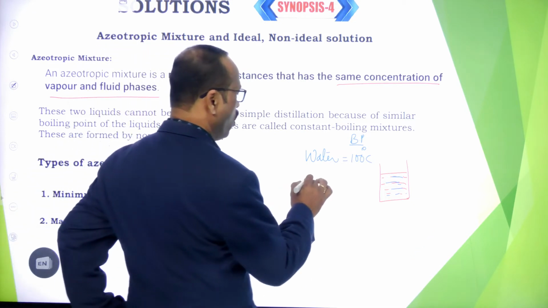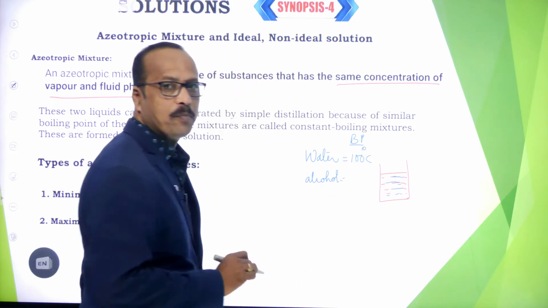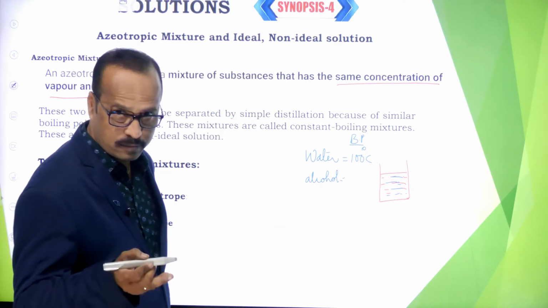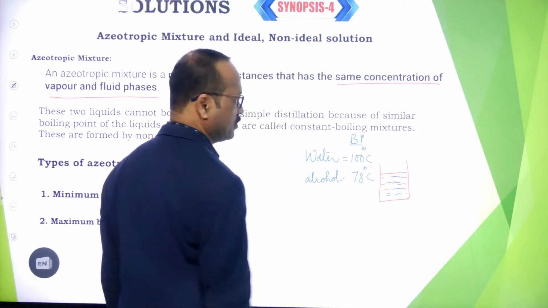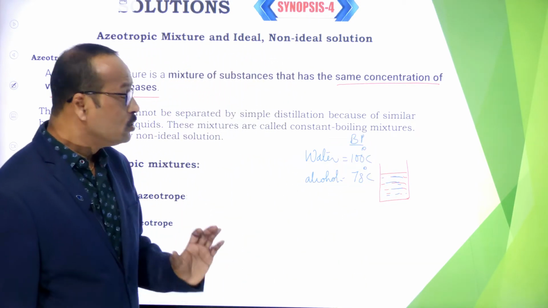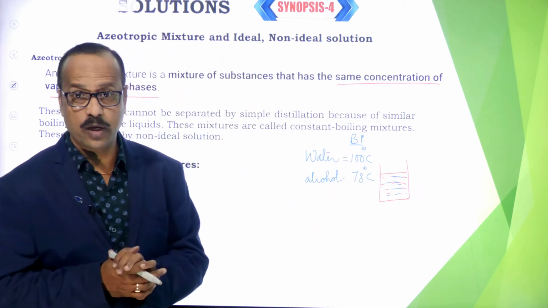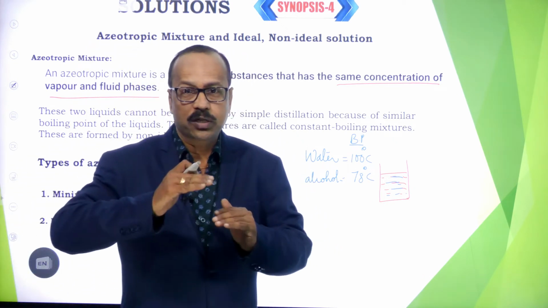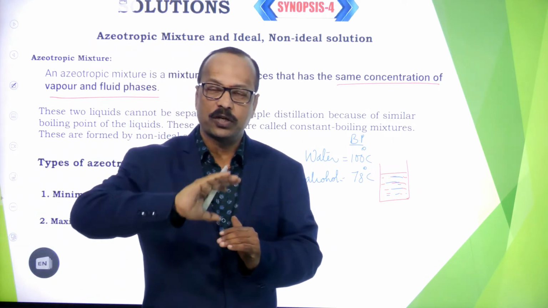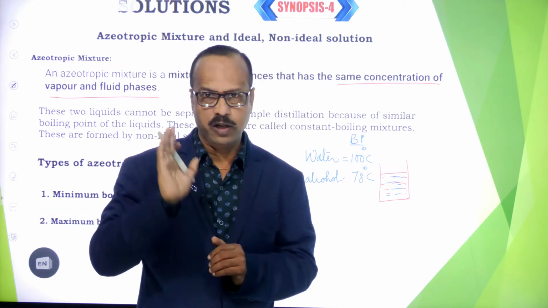Now if I take alcohol, the boiling point is approximately 78 degrees Celsius. Is this clear? Now I mixed both and want to separate them. Boiling point means what? The temperature at which a liquid converts into the gaseous or vapor state. That's called boiling point, right?